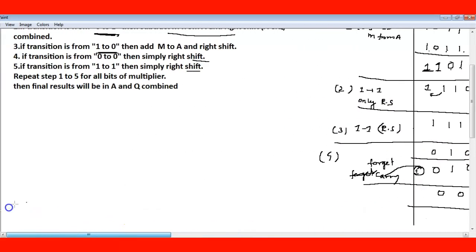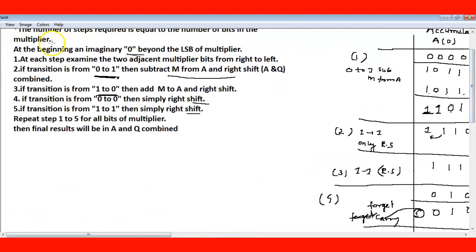So we have learned the transitions here. At the binary number 0 we have already indicated. When 0 to 1 transition is there, subtract M from A, which is adding the second complement. And when 1 to 0 is there, simply add M to A. And every transition we have to do the right shift. If the transition is 0 to 0, you just have to do the right shift. And 1 to 1, then also you do not add or subtract anything, but you do the right shift. Repeat all the steps till all the bits of the multiplier. It was a 4-bit multiplier, so 4 steps we have already done.